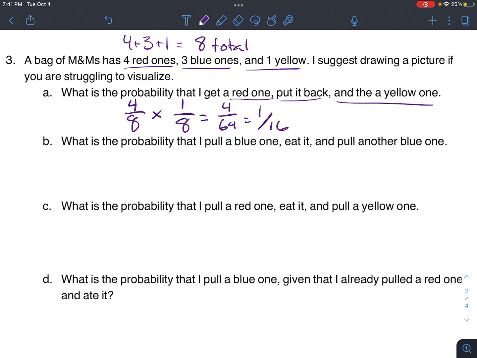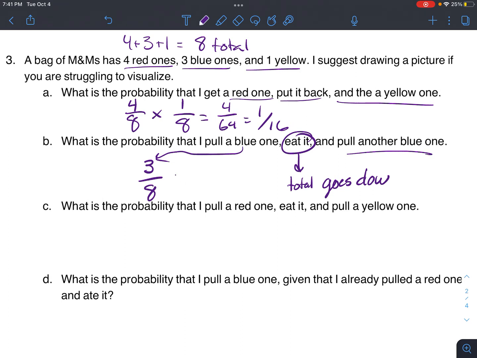Now what's the probability I pull a blue one and I eat it? Pulling blue is going to be 3 out of 8. If I eat it, what happens? I don't put it back, so my total goes down. So this is the first one, and then I want to pull another blue one.